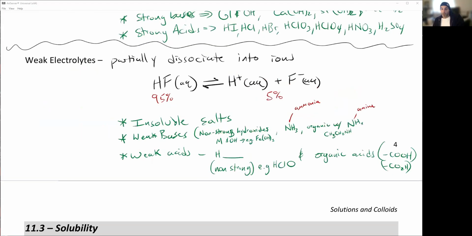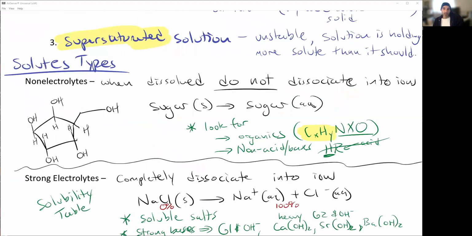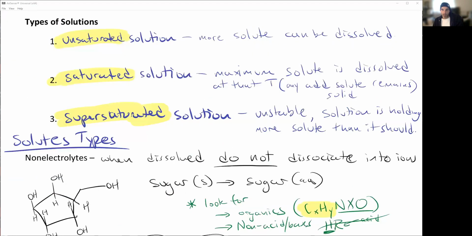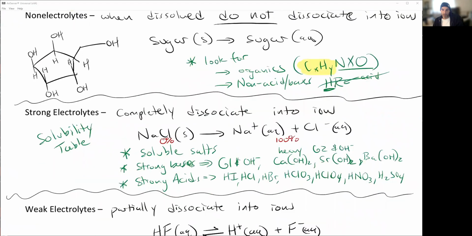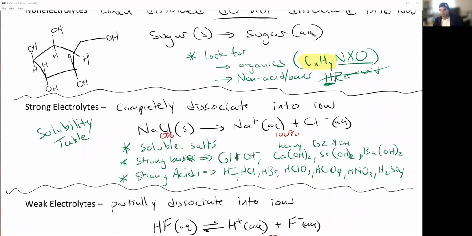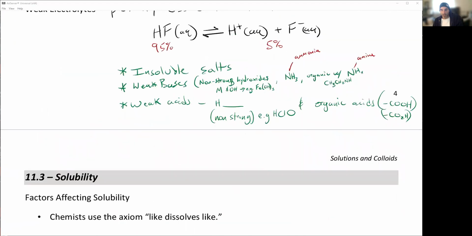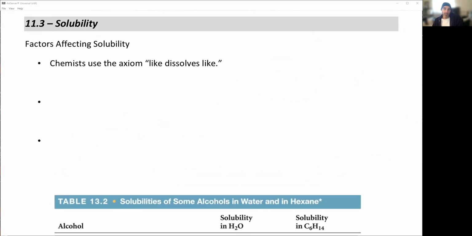Okay. So those are the electrolytes. If you can identify them, that's like half the way. So one more time: unsaturated, saturated, supersaturated, and then solute types: non-electrolyte, strong electrolyte, weak electrolyte. Get used to that solubility table. You're going to need it. And next, we're going to talk about the idea of solubility.